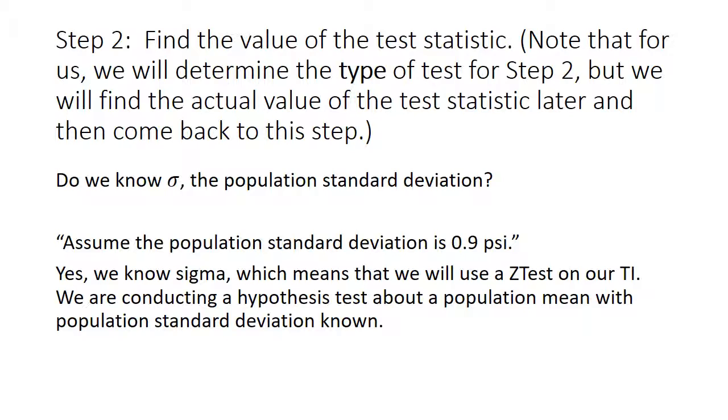So the type of test, well, it depends. Do we know the population standard deviation or not? Our problem tells us, assume the population standard deviation is 0.9 psi. We are given sigma. That means we are conducting a hypothesis test about a population mean where we know the population standard deviation, we know that sampling distribution of the means, we know that normal distribution, it's a z-distribution, use a z-test.